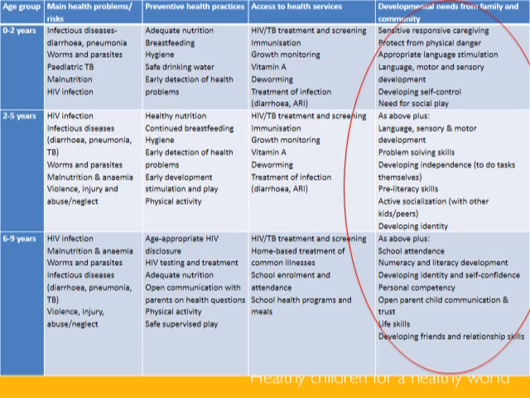In the 6 to 9 age group, school attendance becomes critical, and that's not just about their numeracy and literacy development, but it's also about social interaction with their peers, from which they learn a hell of a lot. They develop a sense of identity and confidence, and a sense of personal competency, as in what are their talents and attributes and things that they are good at.